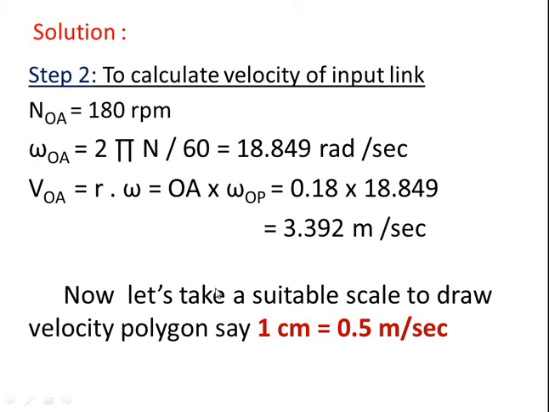Now using this value, we have to take a suitable scale to draw the velocity polygon. Again, you have to decide the scale such that this value can be properly drawn. Here I have taken 1 centimeter equal to 0.5 meter per second. With this scale, we can draw the velocity diagram. Remember, there is no relation between the scale of the configuration diagram, the scale of the velocity polygon and the scale of the acceleration diagram. We can take all the scales differently as per the values.